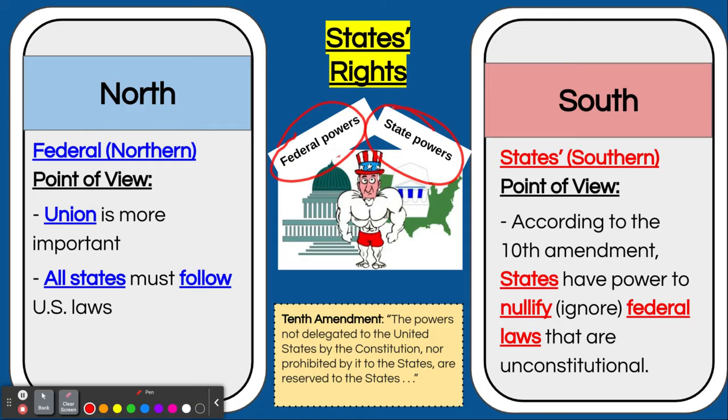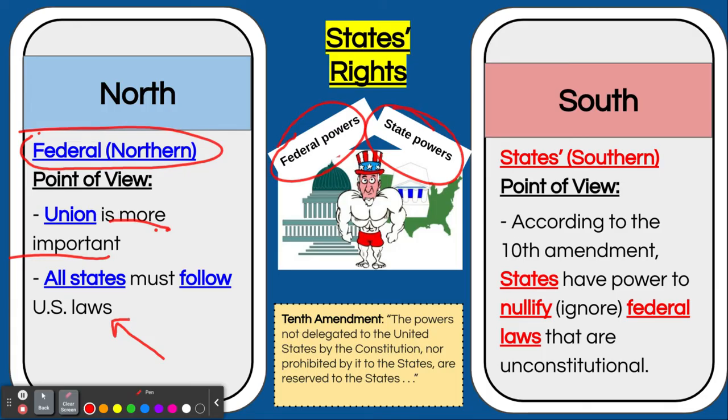And so in the North, they believed that the federal government was more important, okay? That keeping the country as a whole together and aligned was more important than giving each of the individual states the authority to decide issues like slavery, okay? And they felt that all states should follow US laws. All right? So they felt that you couldn't have a country that was divided politically and divided on issues and keep a country running. And the South had the opposite point of view.